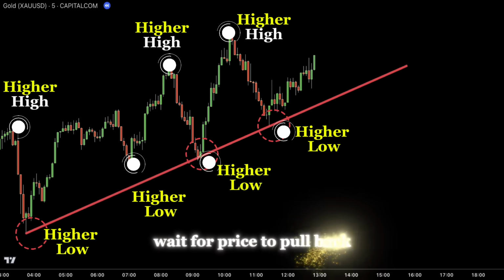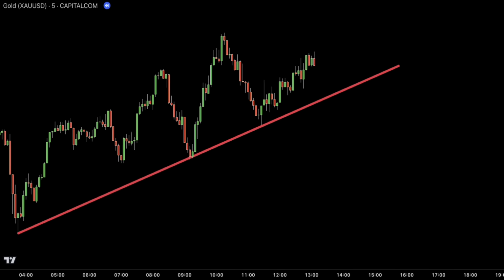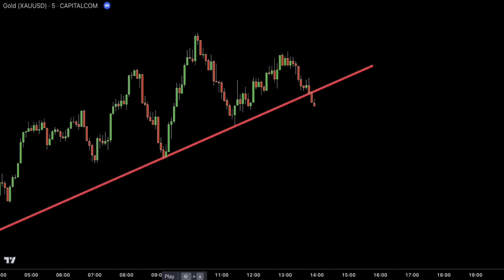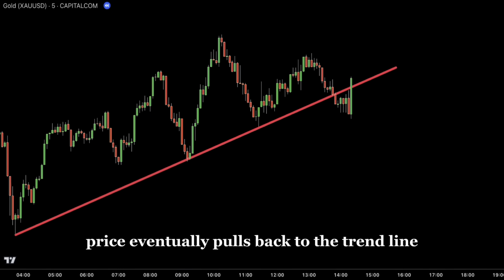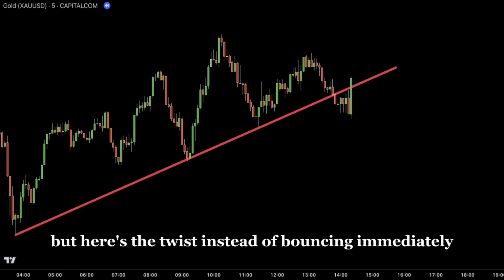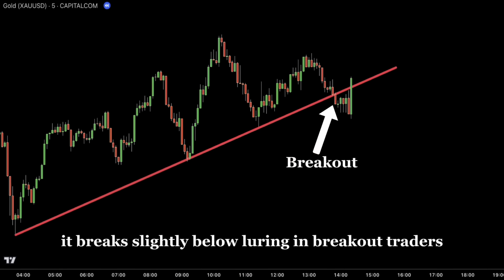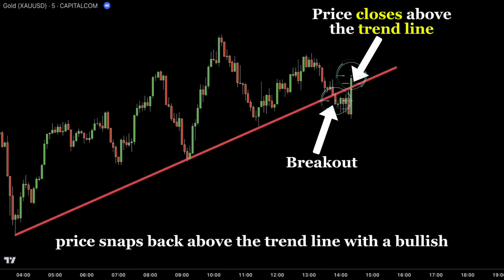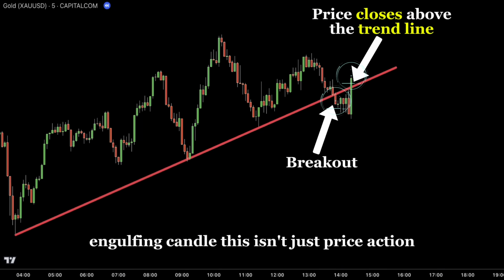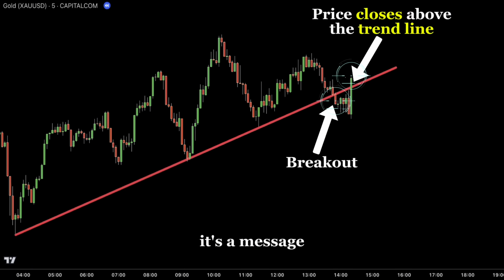Step 2. Wait for price to pull back. Price eventually pulls back to the trend line, but here's the twist. Instead of bouncing immediately, it breaks slightly below, luring in breakout traders. Then, price snaps back above the trend line with a bullish engulfing candle. This isn't just price action, it's a message.